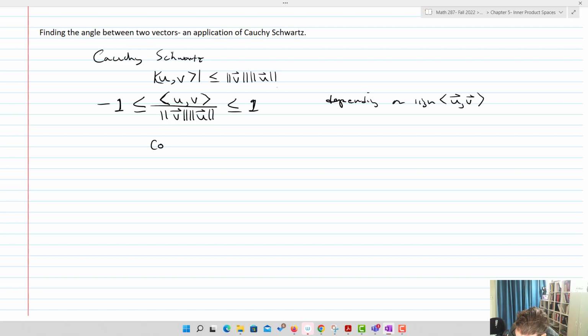So cosine theta is then equal to the dot product of u, or the inner product of u and v, divided by the magnitude of v times the magnitude of u. And that's what cosine theta is. That's how we define the angle between two vectors, right? You've done that before inside of your classes. We'll define theta to be between 0 and pi. And that's how we'll define it.